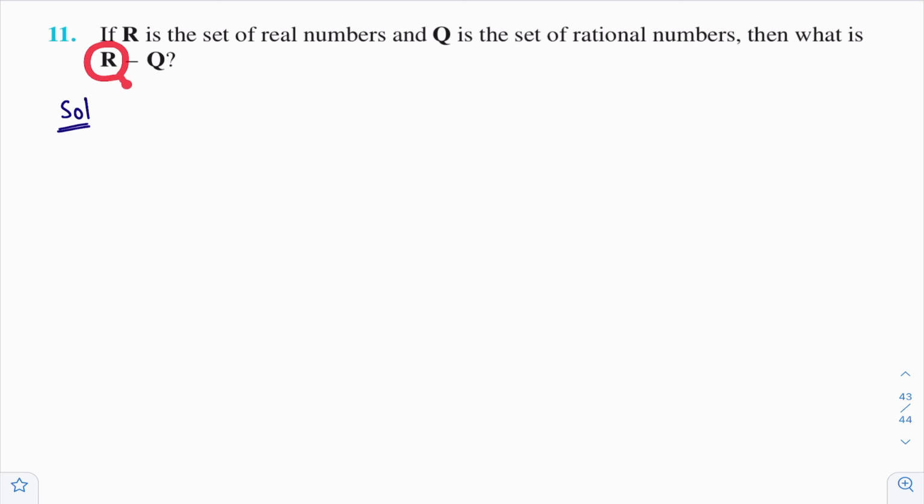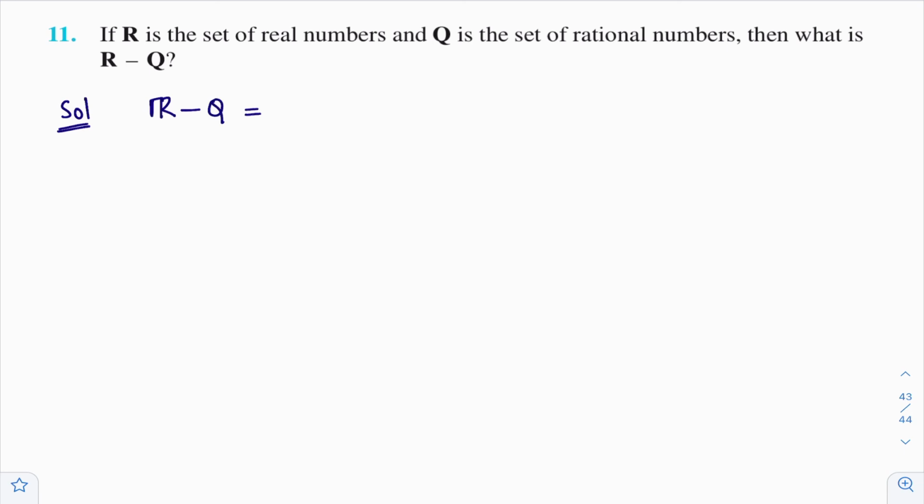The definition of real numbers, R, can be given like this. Real numbers means the union of rational and irrational numbers. In the real numbers, rational numbers will be there, and irrational numbers will also be there. From the real numbers, if you remove rational numbers, whatever remains is all irrational. It can be understood very easily.